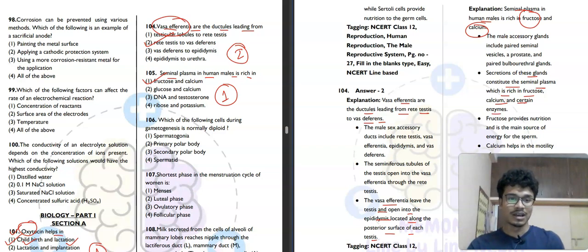So what are the secretions? Male accessory gland secretions. What are the male accessory glands? Those are the paired seminal vesicles, prostate, paired bulbourethral glands, etc. So the first option will be your correct answer for this question.